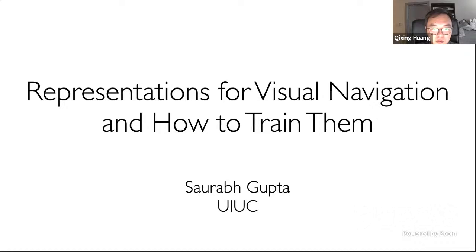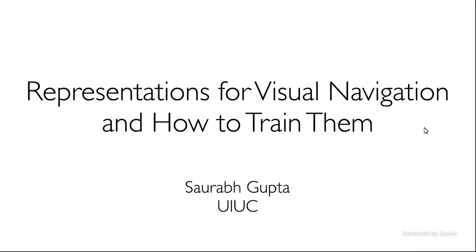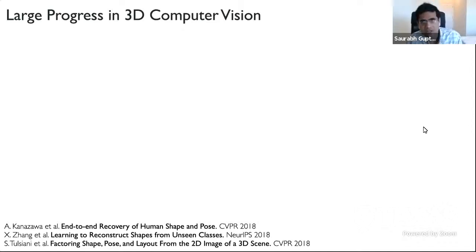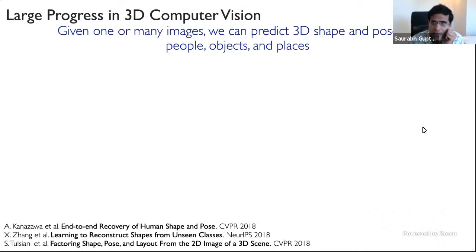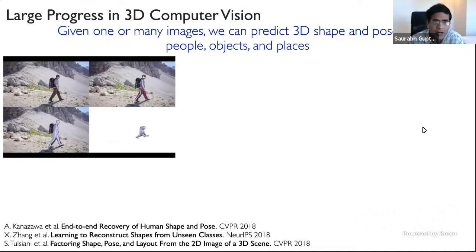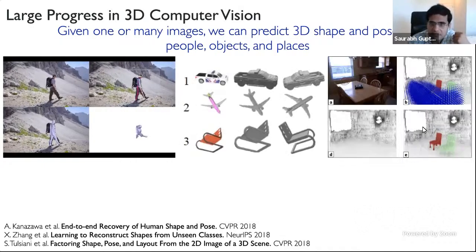Okay, so today I want to talk about representations for visual navigation and how to train them. Before I start, we have clearly made large progress in computer vision over not just many years, but many decades, right? Given one or many images, we have gotten pretty good at predicting the 3D shape and pose for people, objects, and places. And in doing so, we have had to tackle and understand a number of scientific questions. For example, how do you represent rotations? Or where does supervision come from?